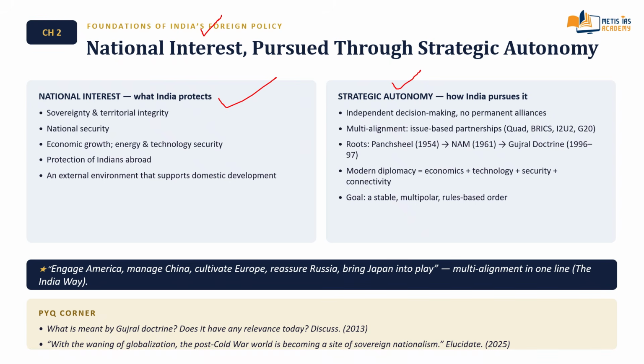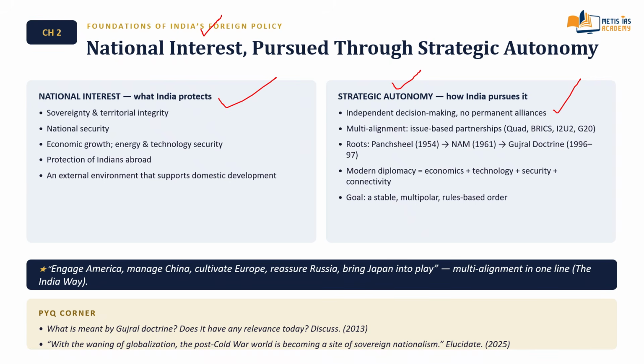What is strategic autonomy? Strategic autonomy means that India retains the freedom to take decisions based on its own national interest rather than becoming dependent on any single country or any military bloc. That is independent decision making, no permanent alliances, no permanent military blocs. This is called strategic autonomy.